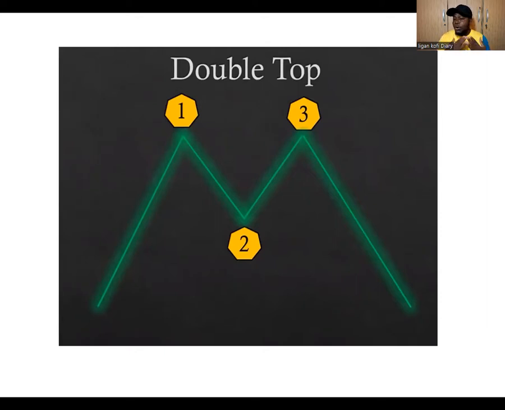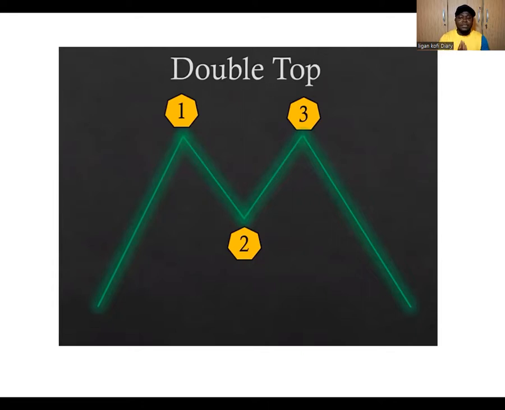Okay, we'll be going to the chart and spot some of these things out. So let's first take note of the patterns, and then we can move forward to the chart. So the double top and the double bottom are kind of opposite each other. So the double top is the opposite of the double bottom.